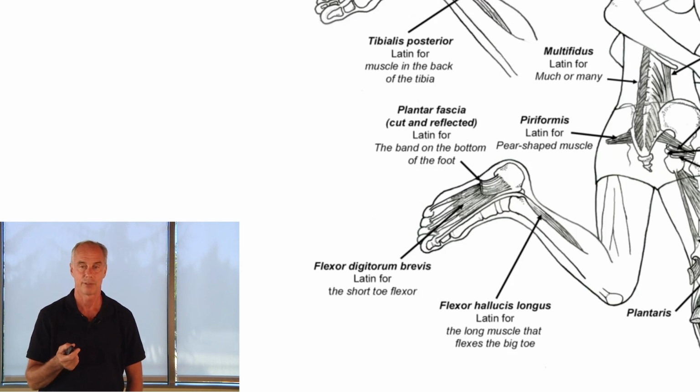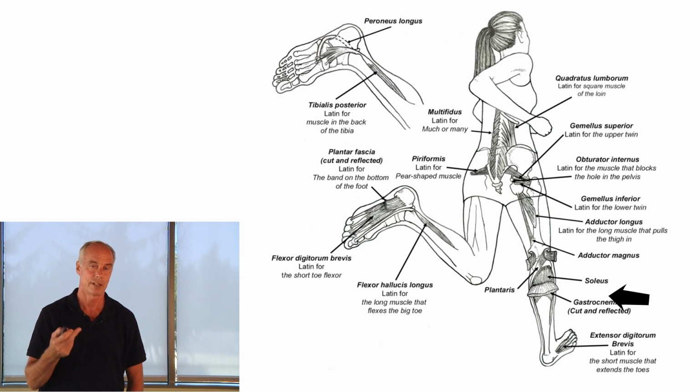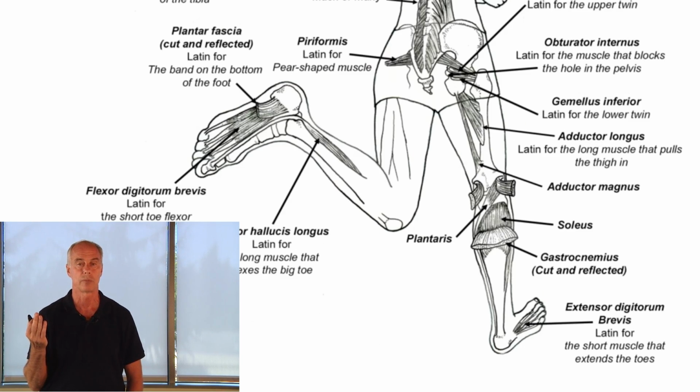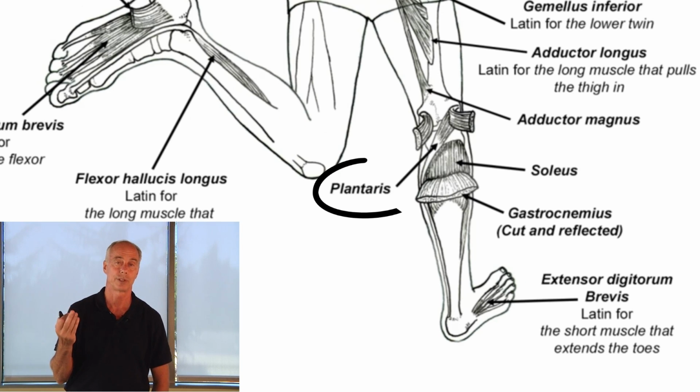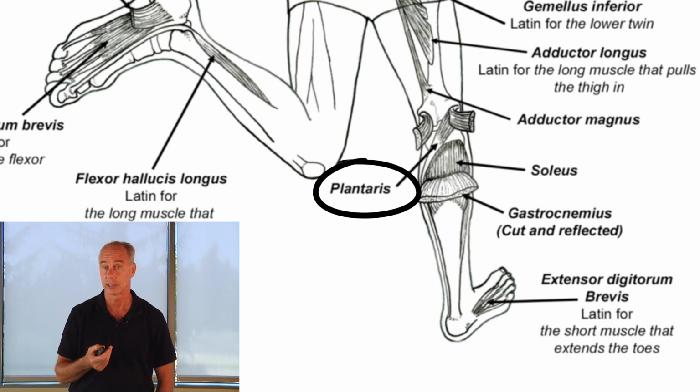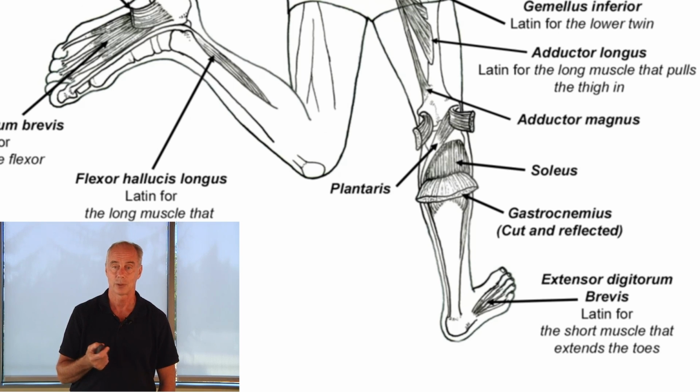Gastrocnemius, if you look in that lower picture, I've cut and reflected it so you can see the plantaris beneath it. Plantaris is a relatively unimportant muscle for producing force, but some new research is showing it's loaded with proprioceptors and gives a lot of position sense information. Soleus, Latin for sandal. Gastrocnemius and soleus do two totally different things.